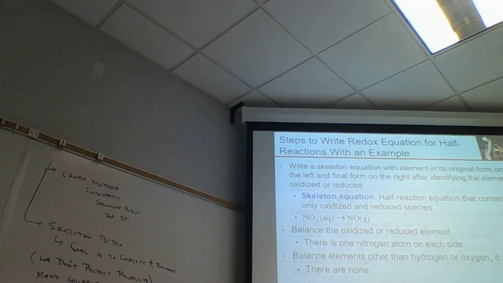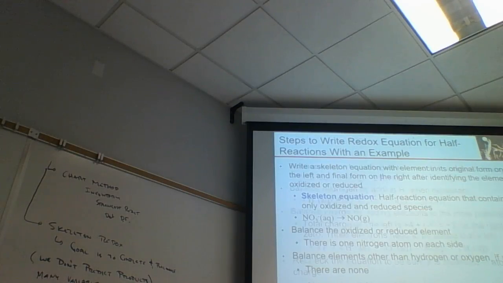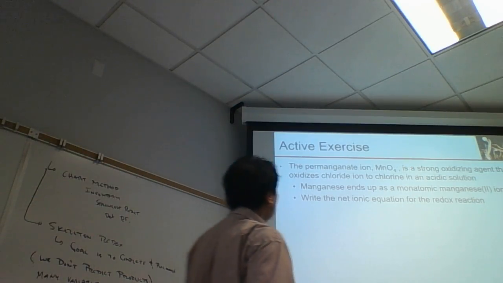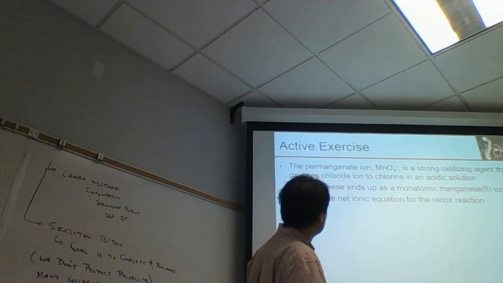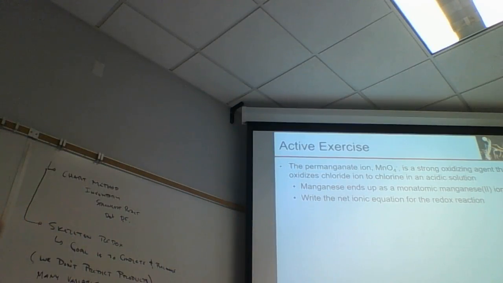And so in a typical skeleton redox, we have a question like this. If the permanganate ion is a strong oxidizing agent that oxidizes chloride ion to chlorine in an acidic solution, manganese ends up as a monatomic manganese 2 ion. Write the net ionic equation for the redox reaction. So here they tell us what's going to happen. We just have to complete and balance it.